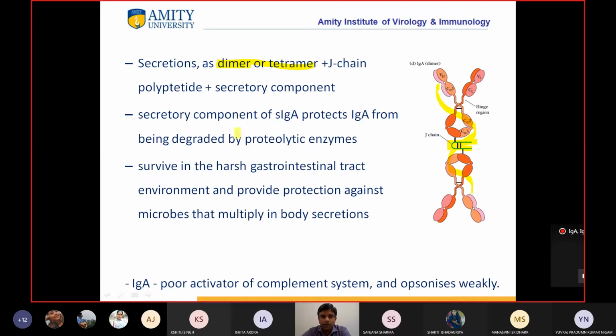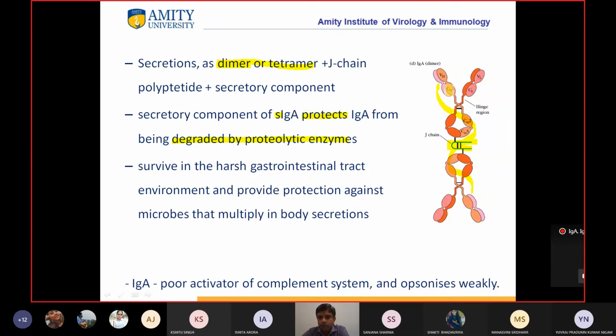The secretory component protects this immunoglobulin A from being degraded by the proteolytic enzymes. You can just imagine a dimer which is joined by some disulfide bonds, right? And if this dimer gets into some environment where there is a high amount of acid or various degradative enzymes, it can break the bond. So the secretory component protects. Secretory immunoglobulin A protects IgA from being degraded by proteolytic enzymes.